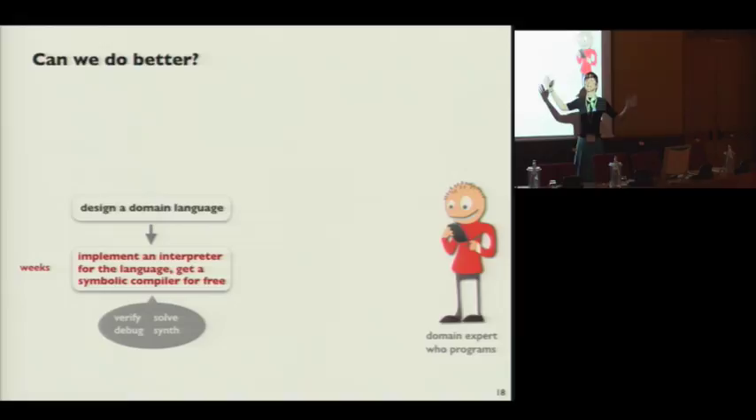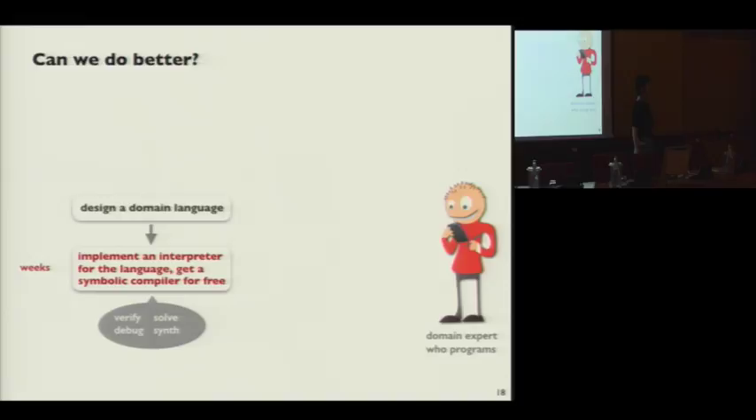Whenever you build a tool or an API, you're designing a small language. So once you do that and you implement an interpreter for your language or an API or something like that, you should be able to get this symbolic compiler for free and all the tools that go with it. That was the dream. That's what we wanted. It turns out that this is in fact possible.